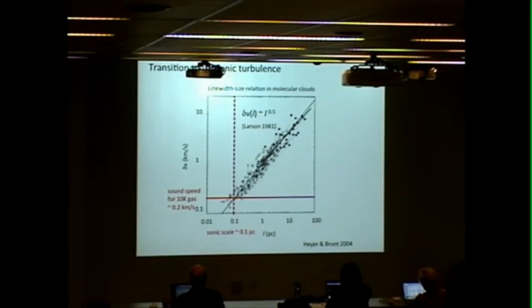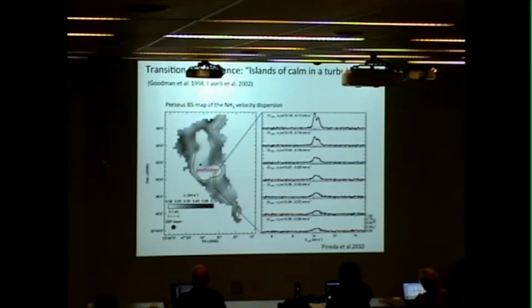Now, what does this have to do with star formation? Well, it has been argued that stars actually form in regions where this transition to subsonic turbulence has occurred. Here is a fantastic observation by Pineda et al. of the Perseus molecular cloud. And what you see here is the region. So basically what they did is that they measured the fine structure NH3 lines.